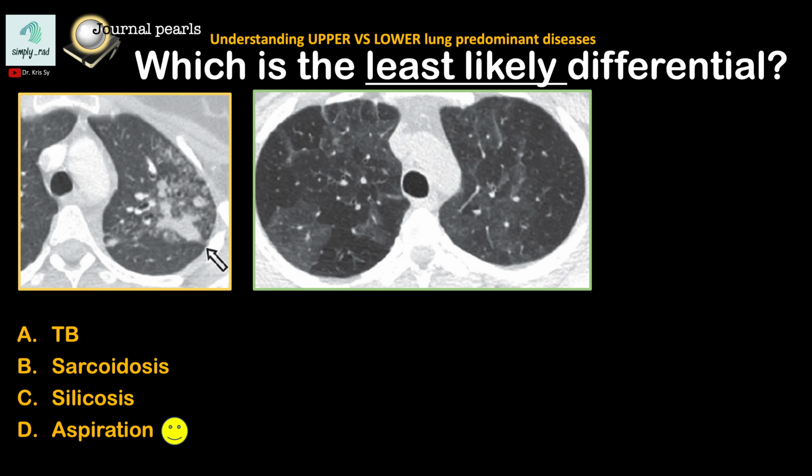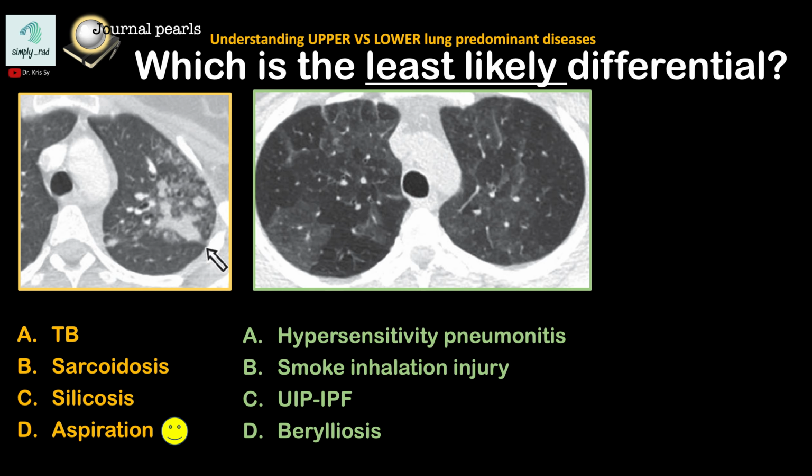For the second question, the odd man out is letter C. The mechanism of A, B, and D are all inhalational. For hypersensitivity pneumonitis, you inhale the antigen in the air. The smoke inhalational injury, smoke from the air, and berylliosis, also an occupational inhalational mechanism.